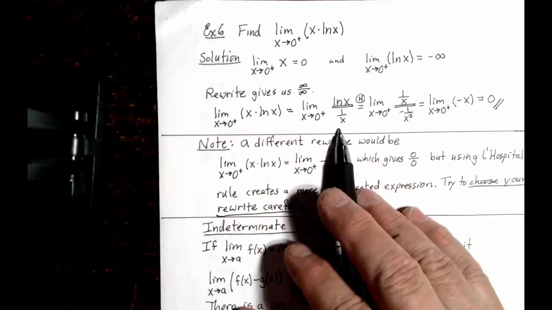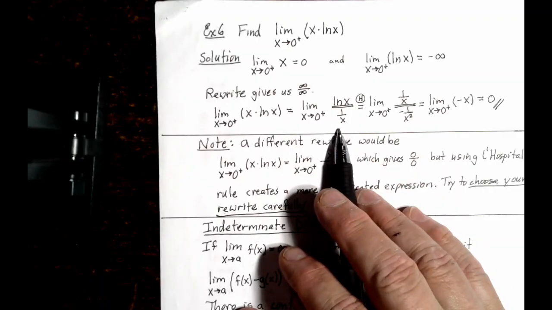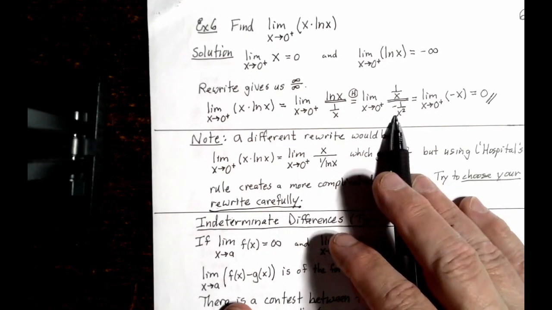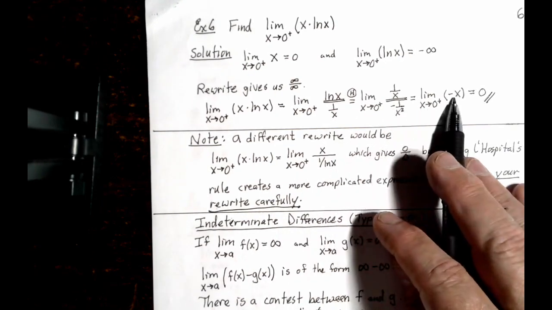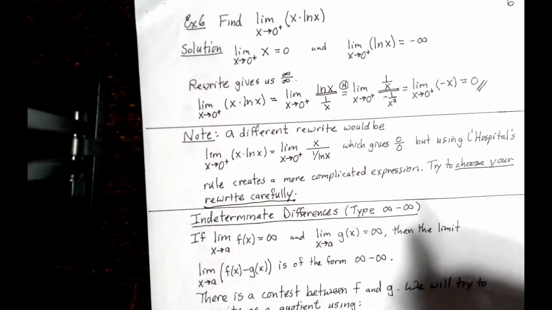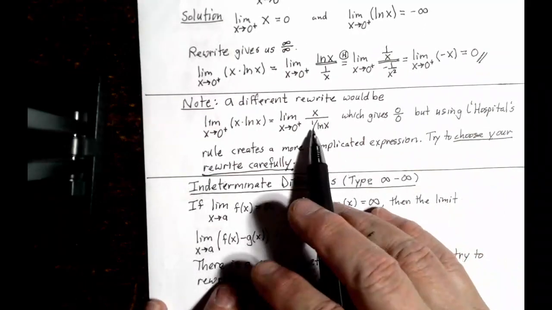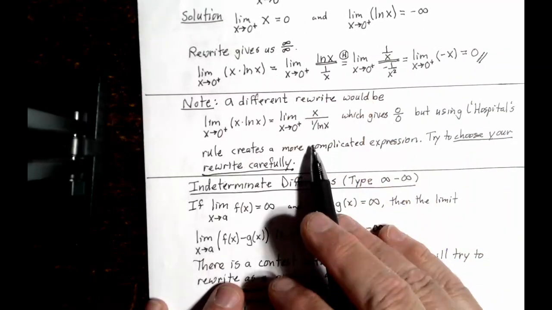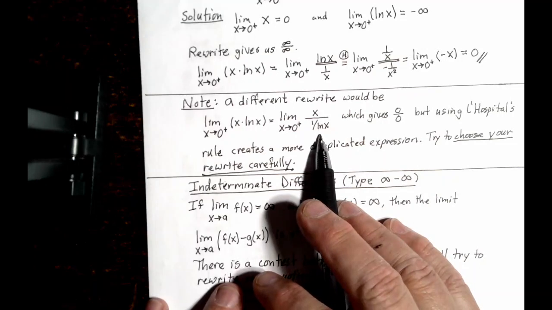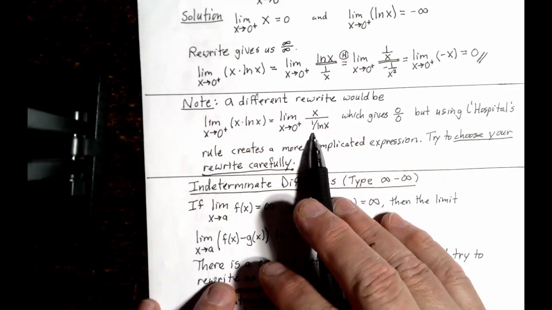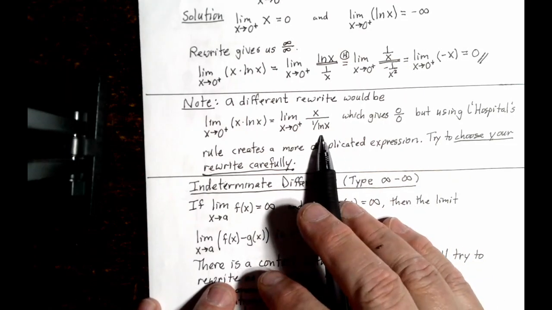Now we've got infinity over infinity, and we can take the derivative, and when we simplify it down, we just get negative x, and we can plug in direct substitution there. Now notice we flipped the x. You could have flipped the ln of x, but when you go to take the derivative, it's going to be a lot more complicated.